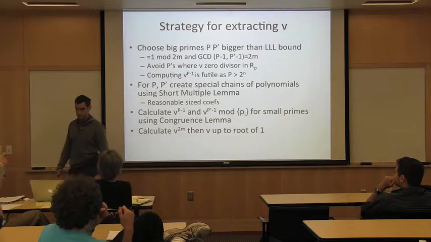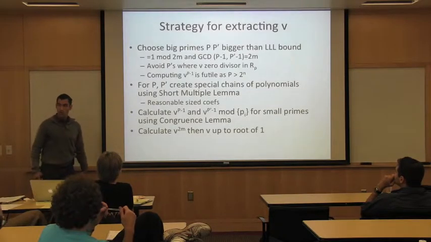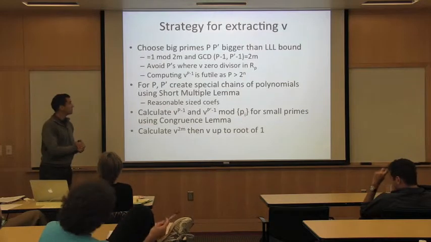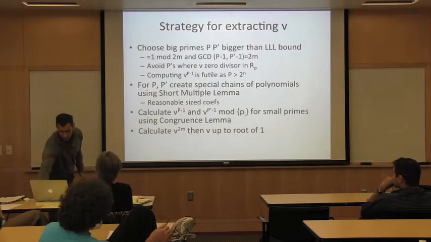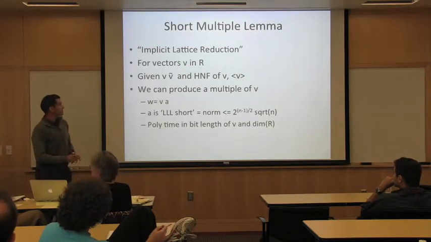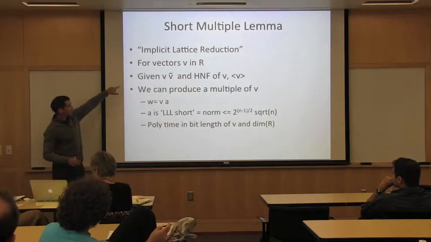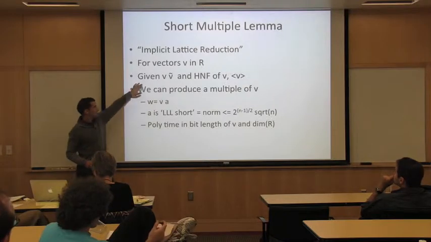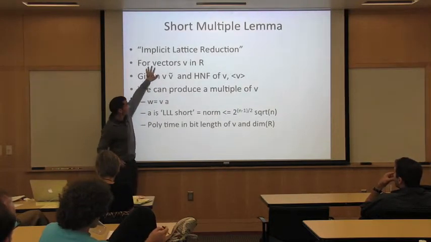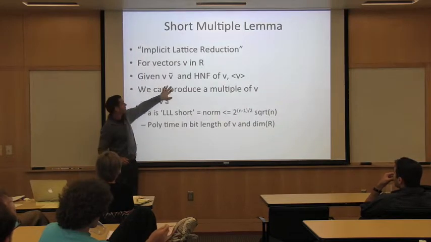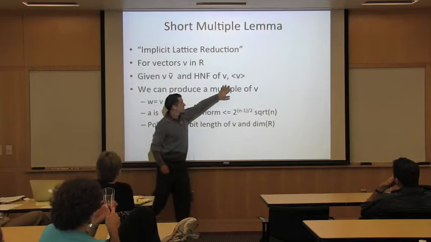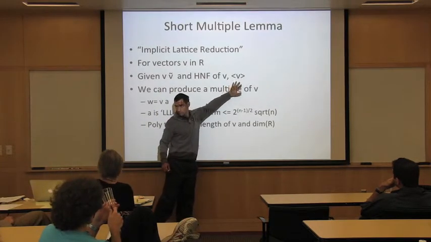So can you remind me what the short multiple lemma stands for? Okay, let's see, what did you call it, Craig? It's the implicit lattice reduction one. So if you have a vector v in R, for any vector in this ring, given the norm in the index 2 subfield, and given the ideal of it in coordinates.